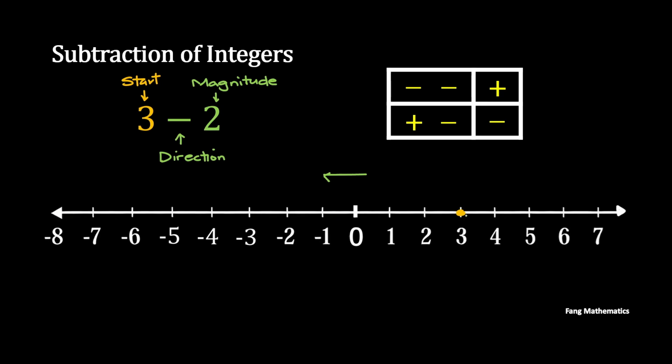Let's start from 3. You are to move 1 unit and 2 units. You land on 1, and 1 should be your final answer.